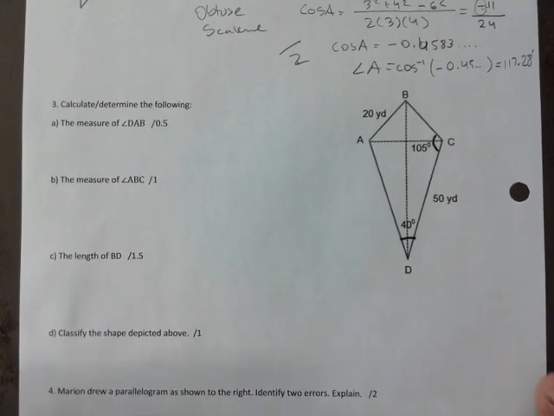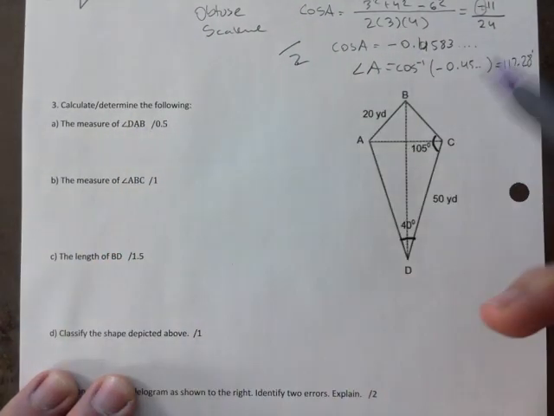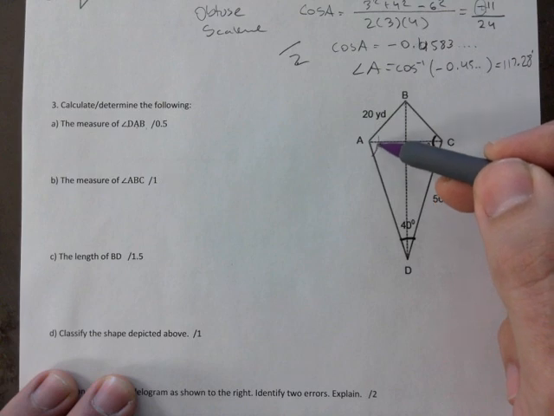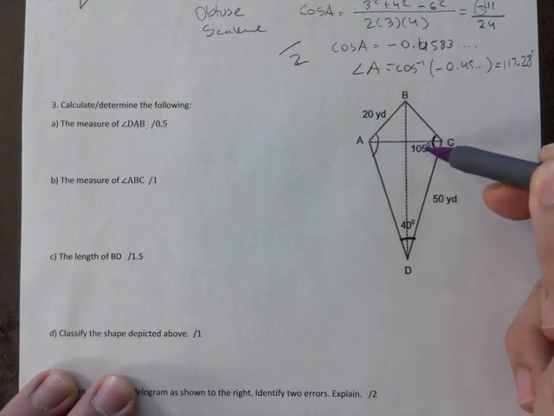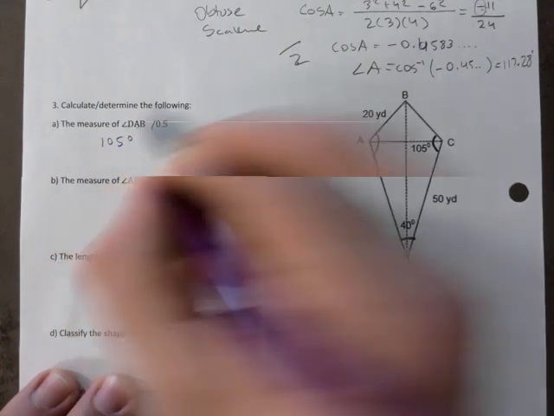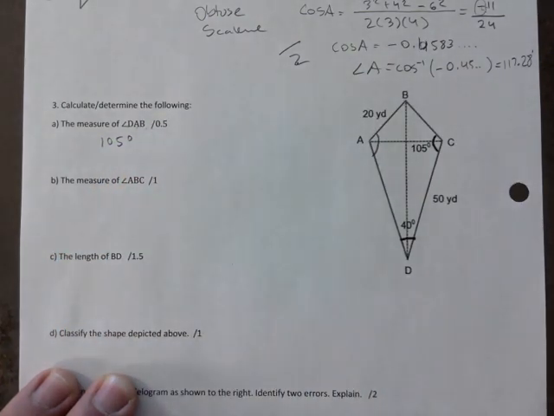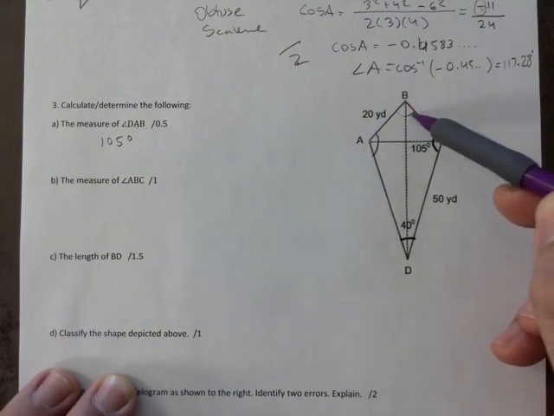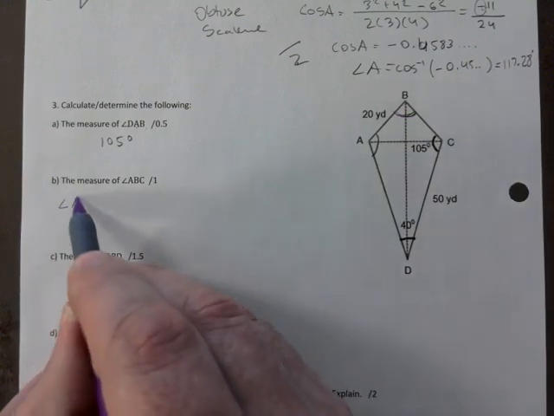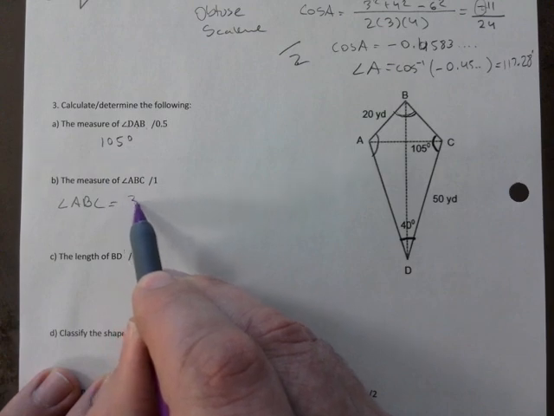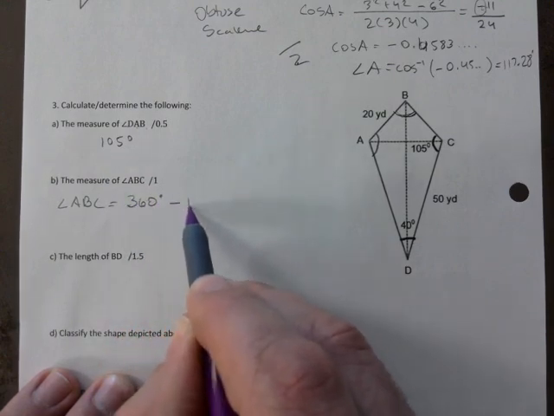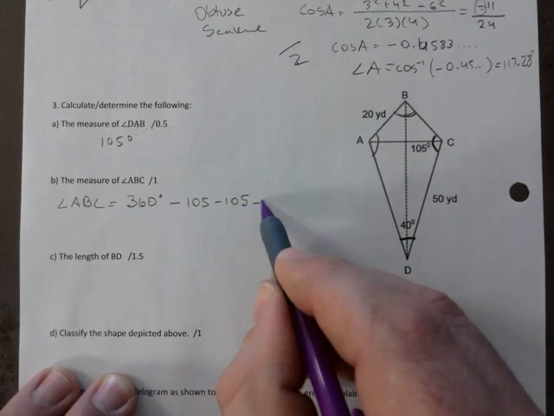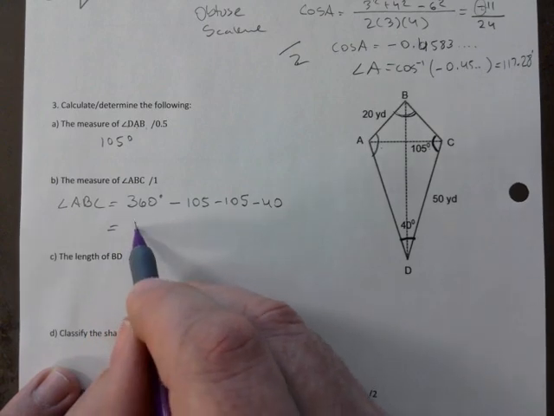All right. The measure of DAB. So where is that? It's this whole thing here, which you should know is the same thing as that one. So that's why it's only worth half a mark. The measure of ABC. ABC is this one up here. How would you find that? Well, I know that the whole thing is 360. I have 2 105s there, these two here, and I have the 40. So this will be 110.